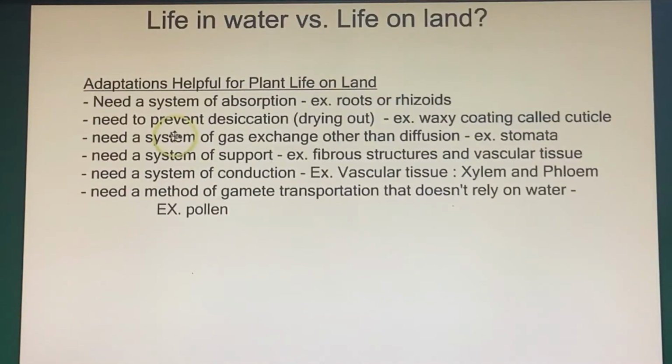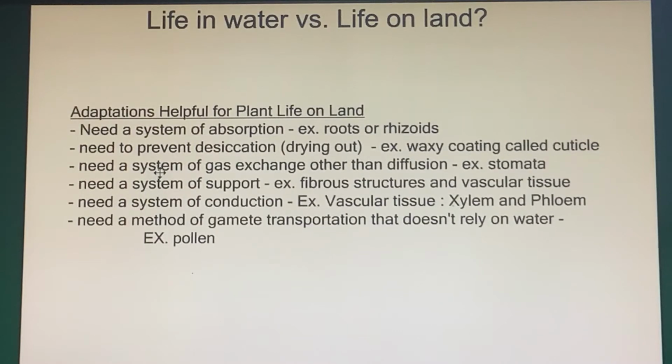So let's recap. Adaptation is helpful for plant life on land. We need a system of absorption. We need a way to get water from the soil into the plant, roots and rhizoids.